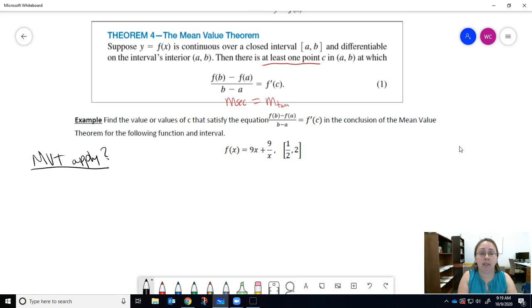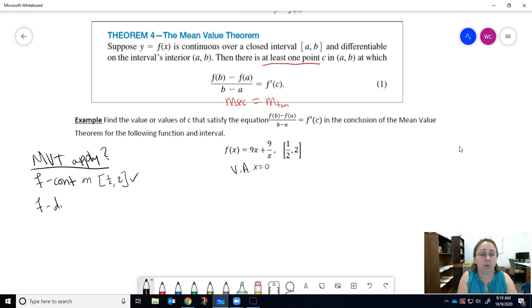Well, it says f has to be continuous. Well, this function is continuous except at x equals 0. At x equals 0, we have a vertical asymptote. But that's outside of this interval. So, in our interval, we are continuous. At 0, there's a problem, but 0 is not part of our interval.